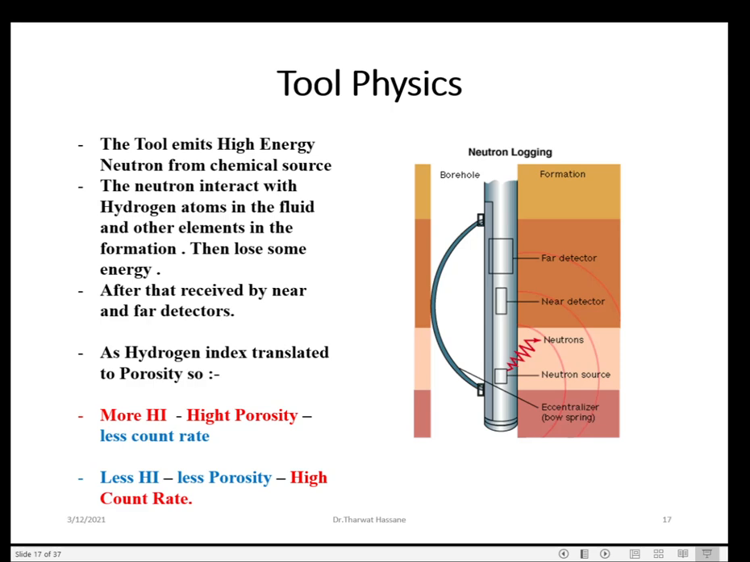That means if you have more hydrogen, the number of neutrons emitted from the formation will die, so it will be less count, because the rest of the neutrons that did not die are the ones that need to be counted. That's why I get less count in high porosity and more count in low porosity, because it doesn't have too much hydrogen there.